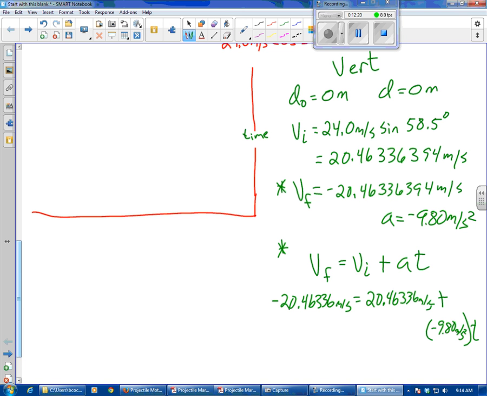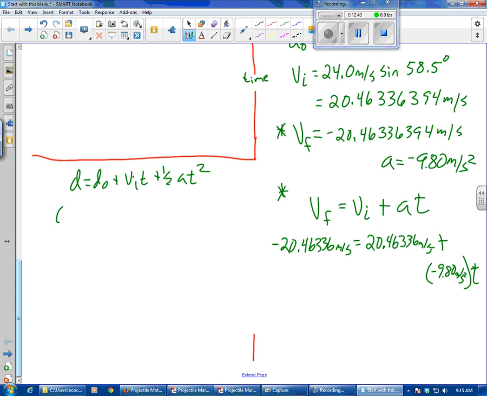Now, if I didn't realize that fact, let's say that you just couldn't pull that fact out of your brain. That's fine. I could use D equals D naught plus V initial T plus 1/2 AT squared. I land at 0 meters. I started at 0 meters. My initial velocity, 20.46336 meters per second times T, plus 1/2 negative 9.80 meters per second squared T squared.